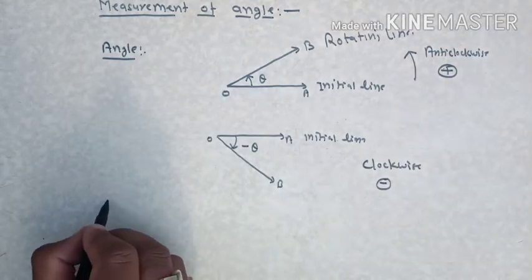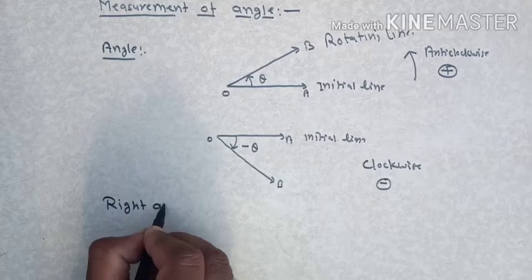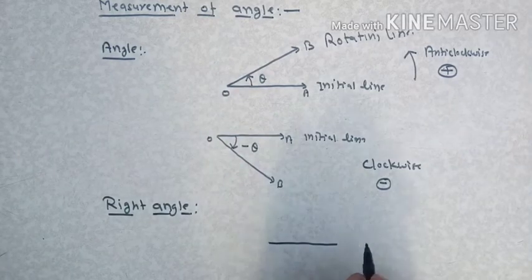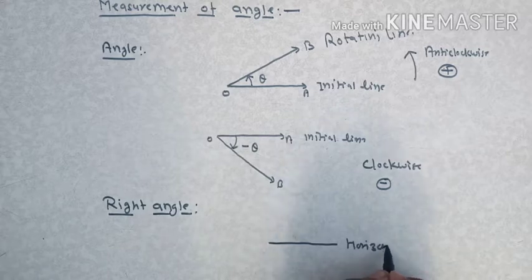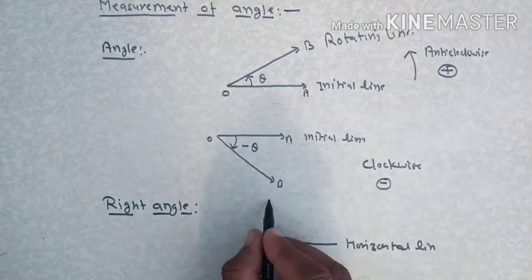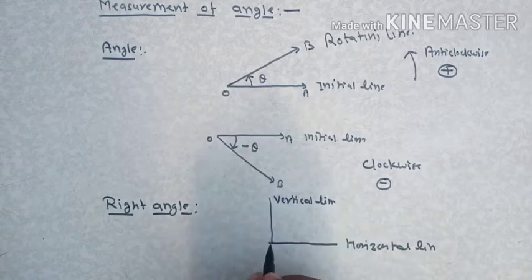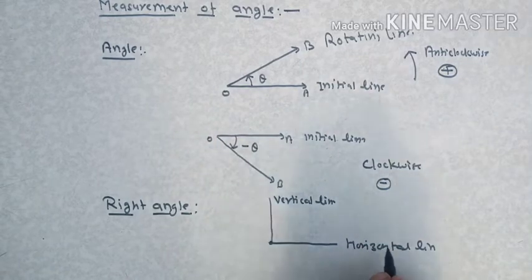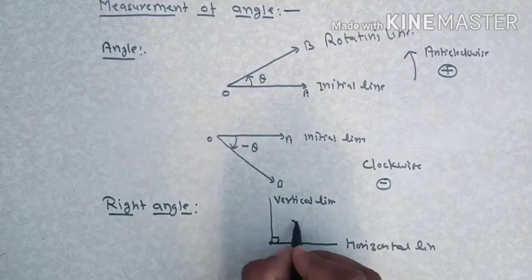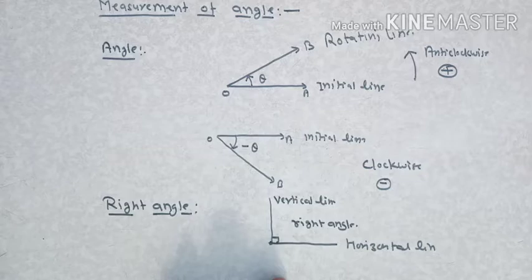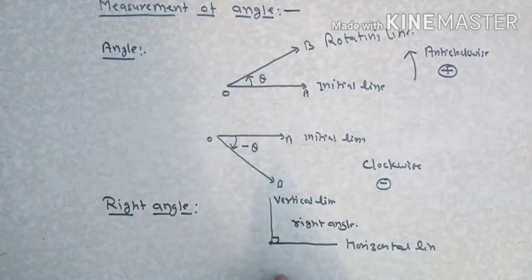Okay. What is the concept of right angle? Suppose this is horizontal line, and this is vertical line. So the angle between horizontal line and vertical line is called right angle. So on the basis of this concept, we define different systems of units of angle.